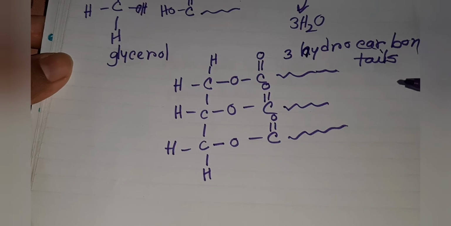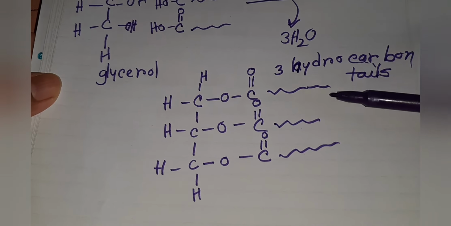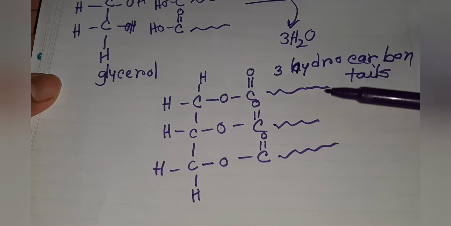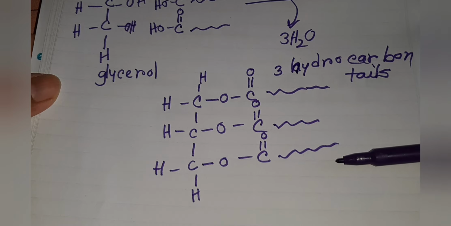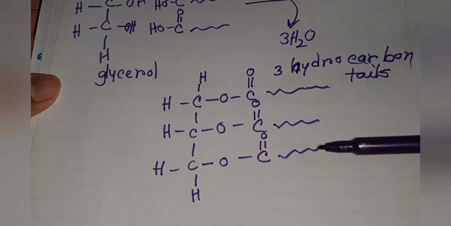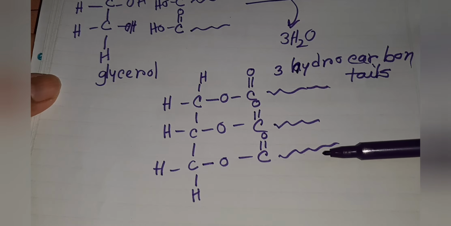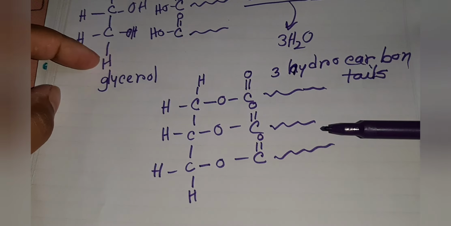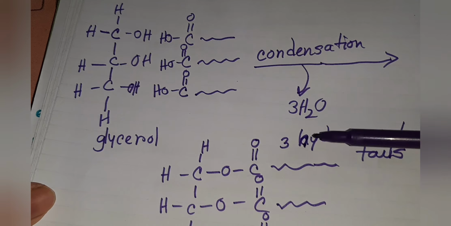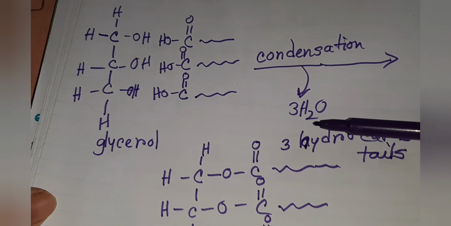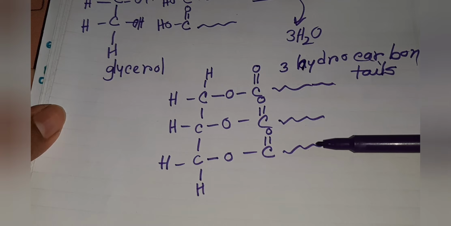And this is a triglyceride, and here are the three hydrocarbon tails, 1, 2, 3 hydrocarbon tails. This is a triglyceride molecule. So this is glycerol, and in the condensation, three water molecules are removed, and here they produce the triglyceride molecule.